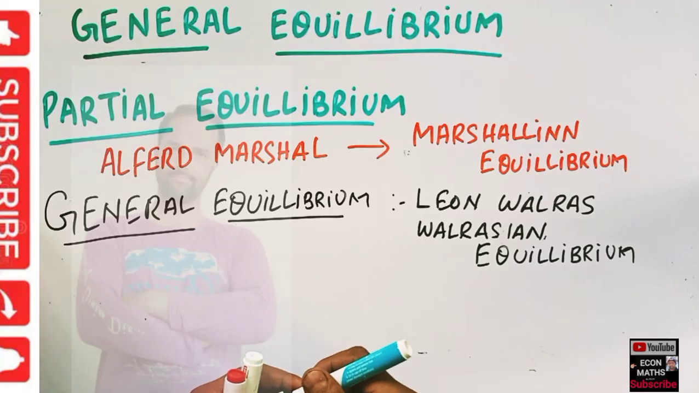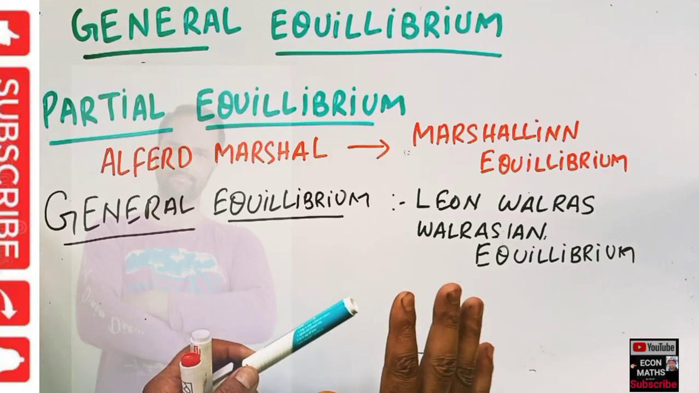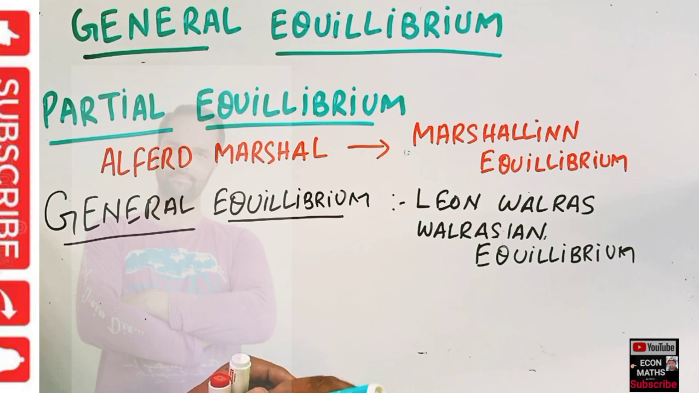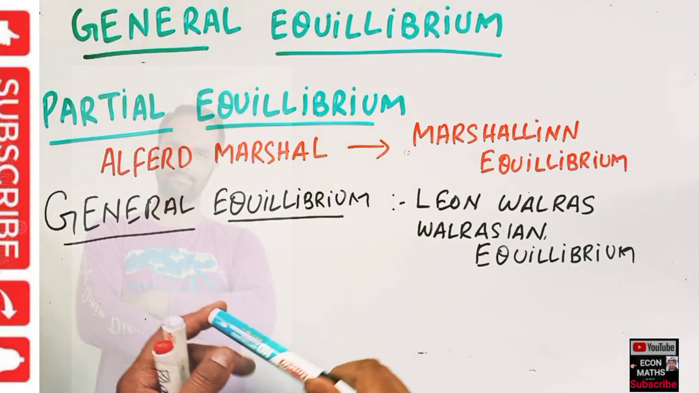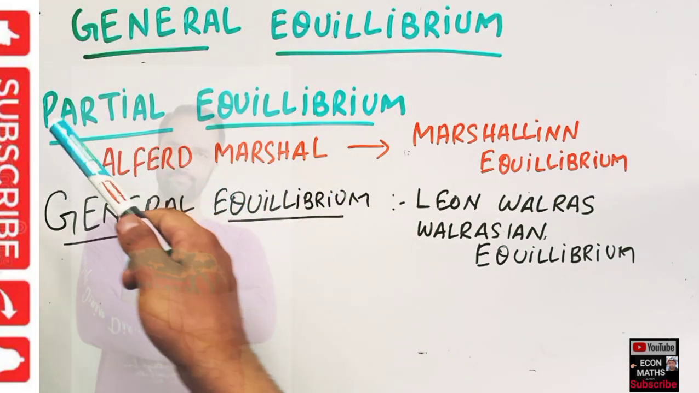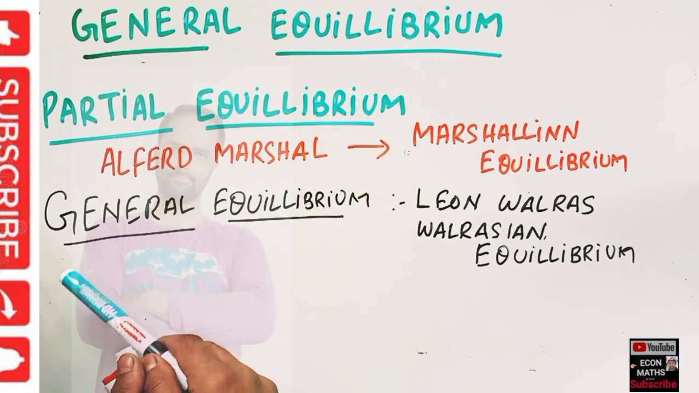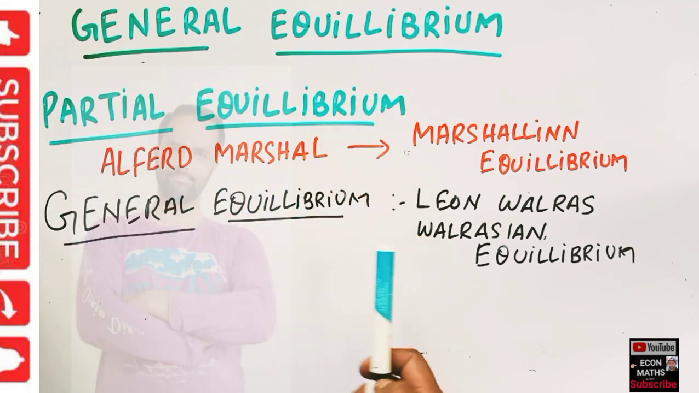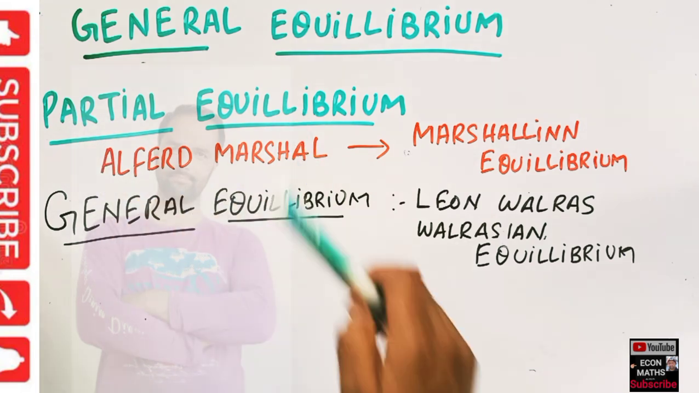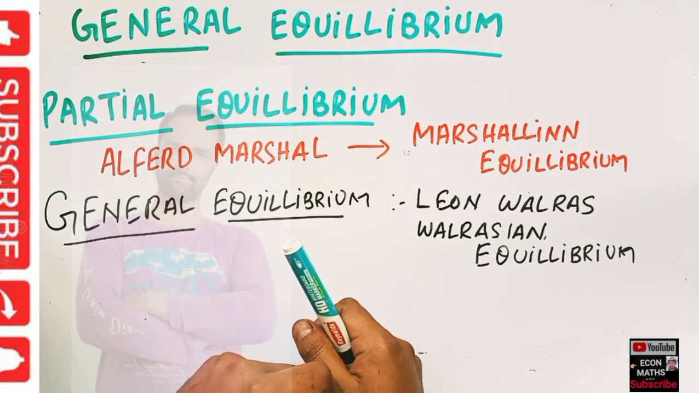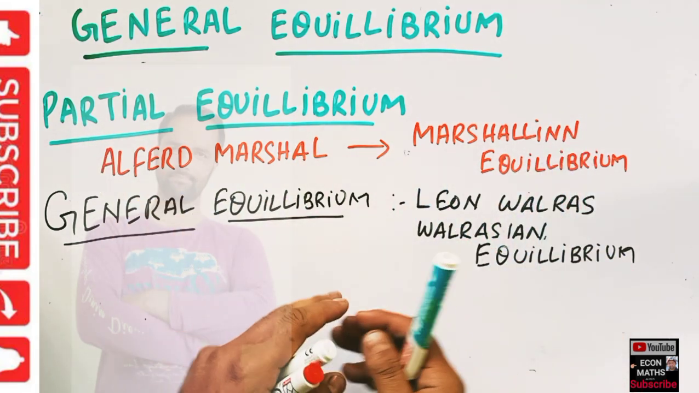In this video, we will learn about the general equilibrium analysis. Before we go for the general equilibrium, let's understand what is the difference between partial equilibrium and what we want to learn, that is general equilibrium. Okay, so this partial equilibrium was given by Alfred Marshall, and we also call this Marshallian equilibrium.